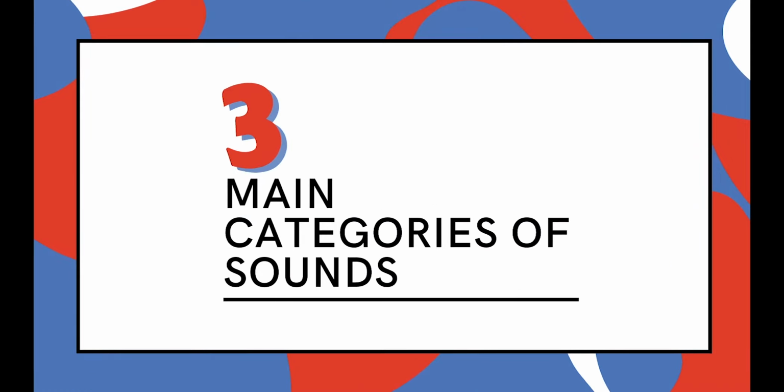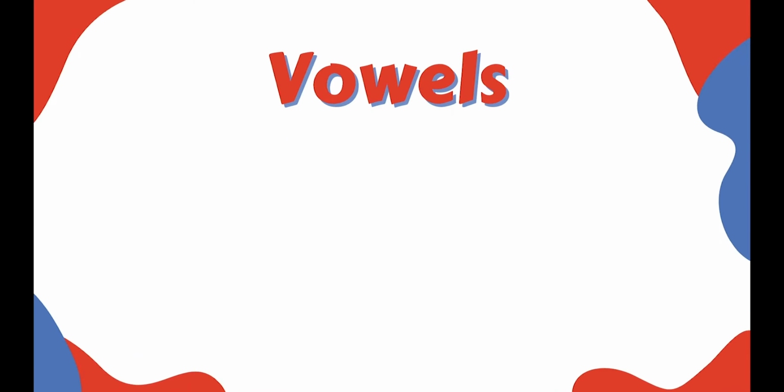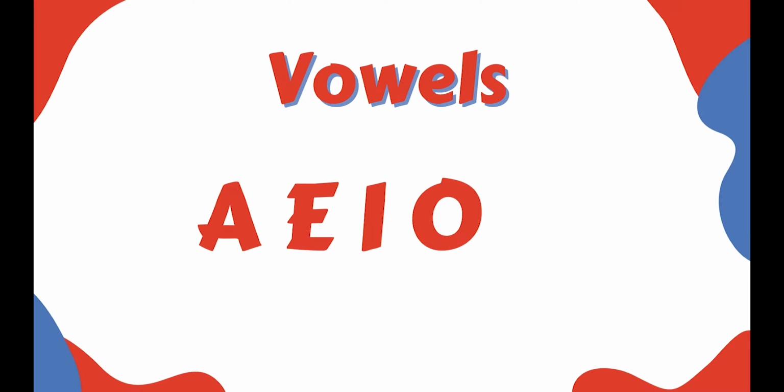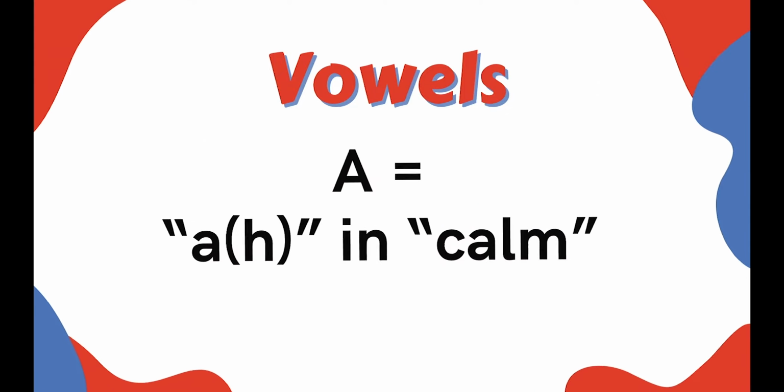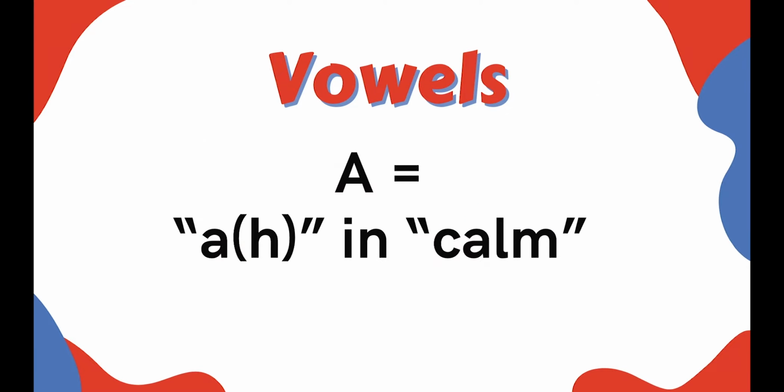There are three main categories that these sounds are in. The first one is vowels. Luckily, the same vowels that we have in English are in Spanish: A, E, I, O, and U. A is pronounced ah, as in calm.